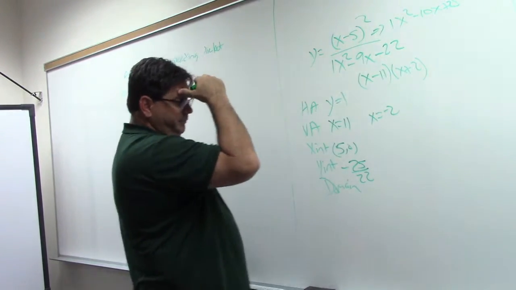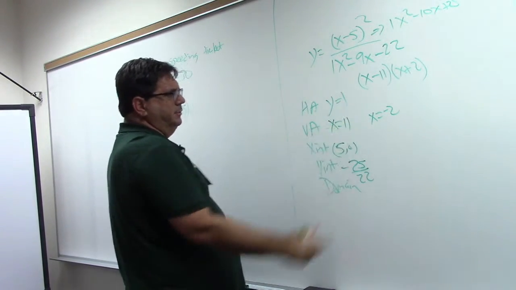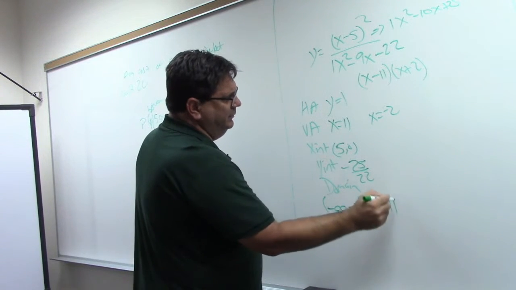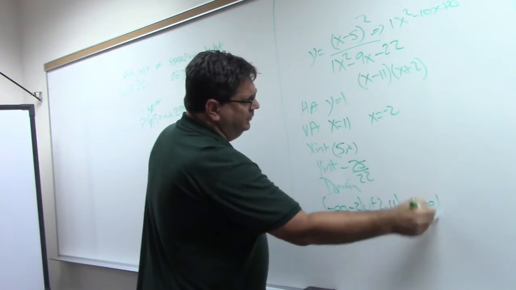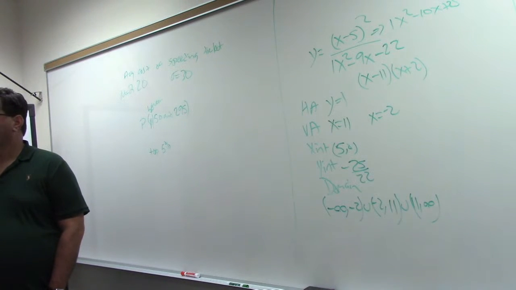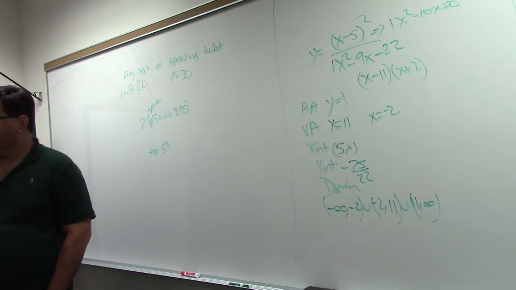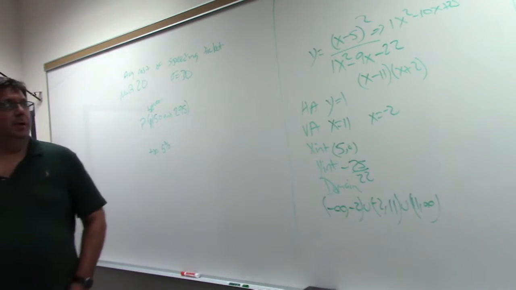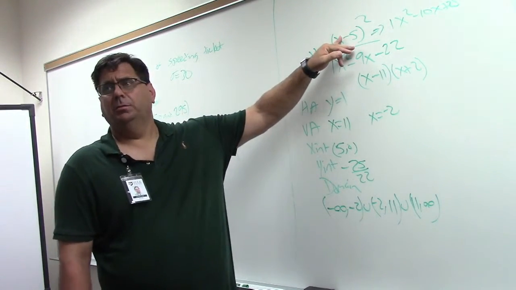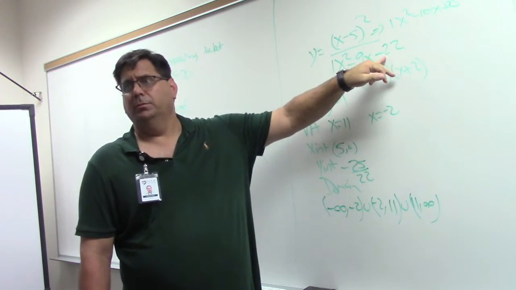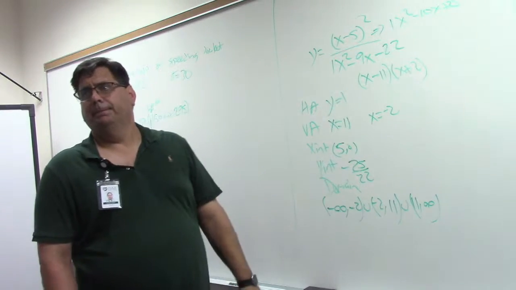0, 0, negative 22. Your domain is anything that's not the vertical asymptote, which is negative infinity to negative 2, union negative 2 to 11, union 11 to infinity. Your stunned silence is very reassuring. Plug it in, x is 0. You plug in 0, negative 5 squared is 25. 0, 0, negative 22. So it's 25 over negative 22.